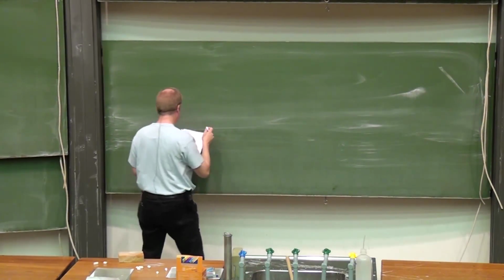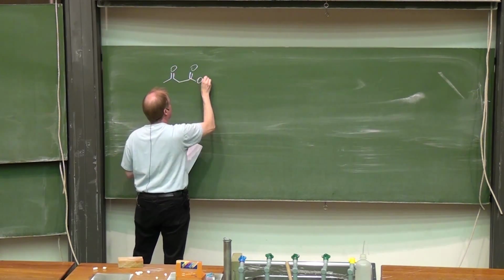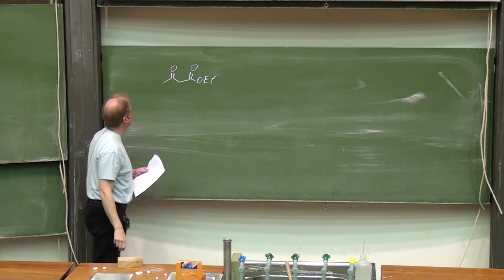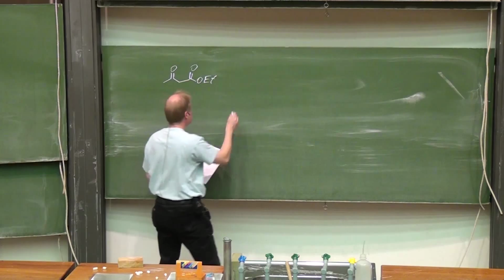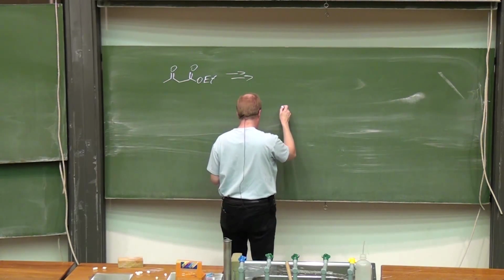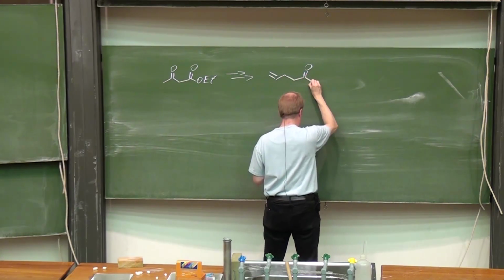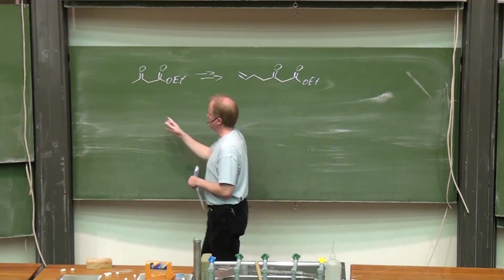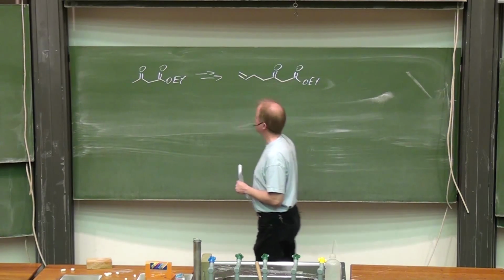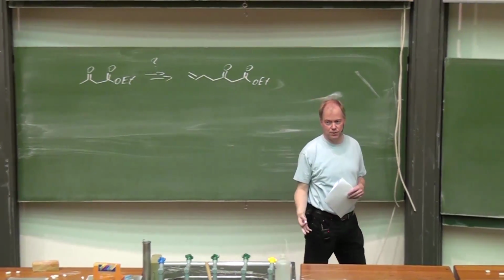Next exercise. Now the question is, starting from this well-known and very cheap starting material, acetoacetic acid ester, how do we get to this derivative elongated at this position? Please try to figure out an idea for that.